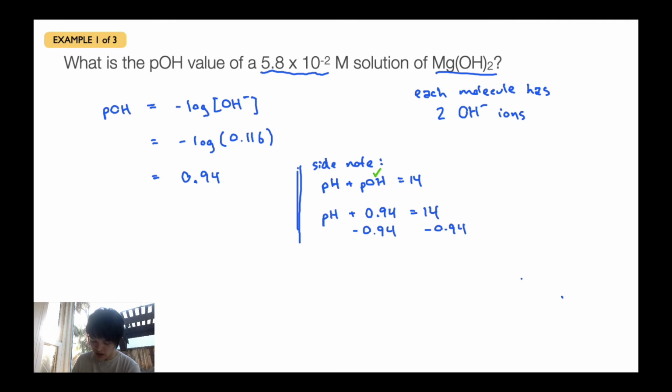On the left-hand side, 0.94 and negative 0.94, they become 0. On the right-hand side, they subtract. So what we should get is pH is equal to 14 minus 0.94, which is going to turn out to be 13.06. So the pH value is 13.06. This is a high pH value. And it makes sense because we're dealing with magnesium hydroxide, which is a base, which should have a high pH value.